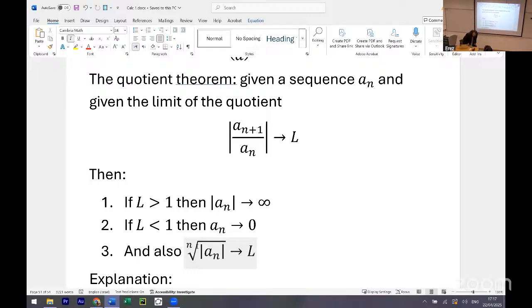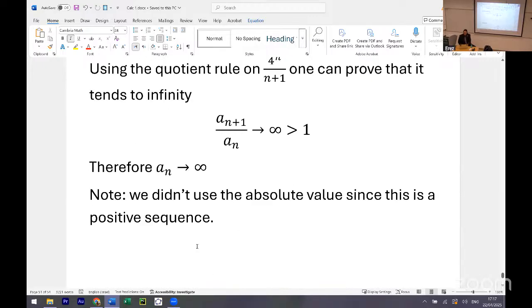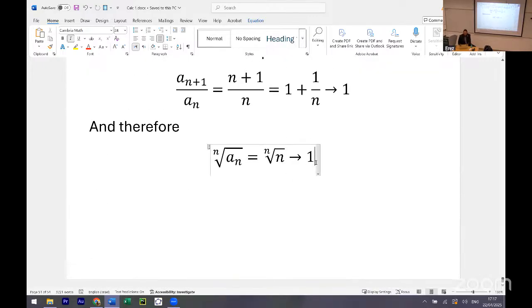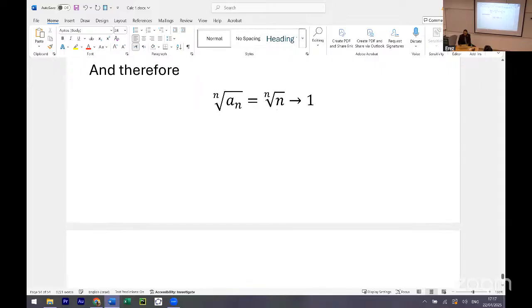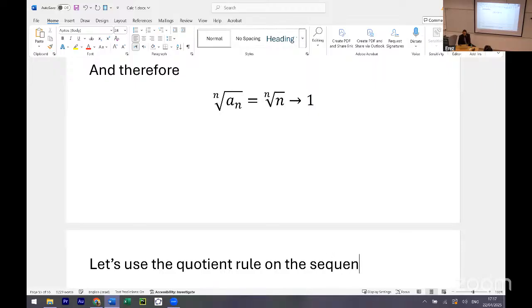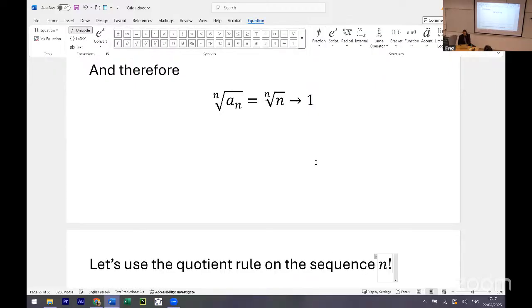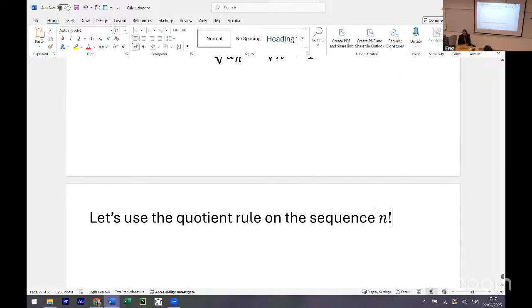Let me give you another example, and it's basically the same thing, but I will word it differently. Let's use the quotient rule on the sequence n factorial. Sami, stay with me. Do you agree, Sammy, that we are allowed to use the quotient rule on n factorial?